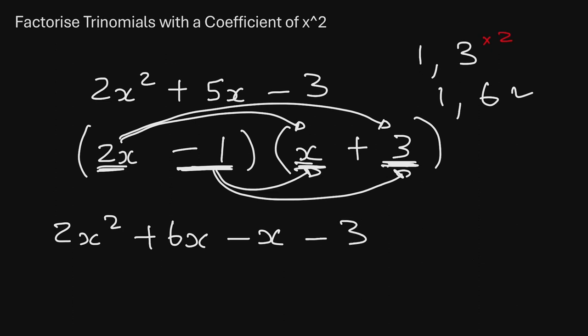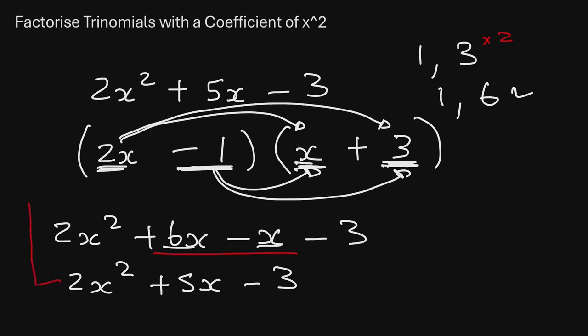So now we have like terms here. So this will simplify to be 2x², 6 minus 1 is going to be positive 5x, minus 3. So we can clearly see that the answer that we get is the same thing as what we had as our problem. So that means we have factorized correctly.